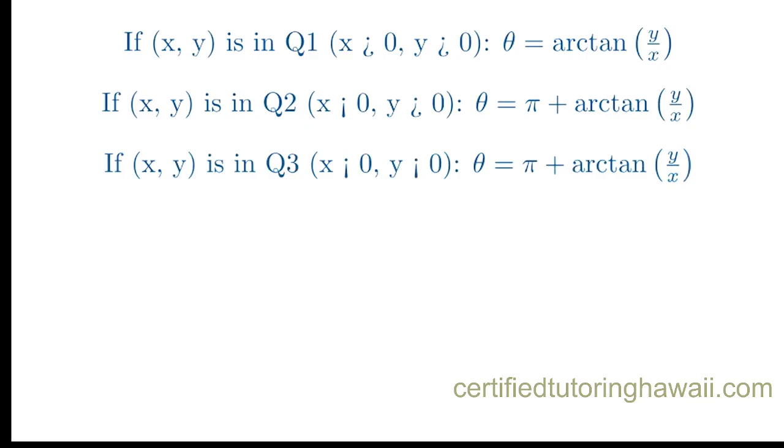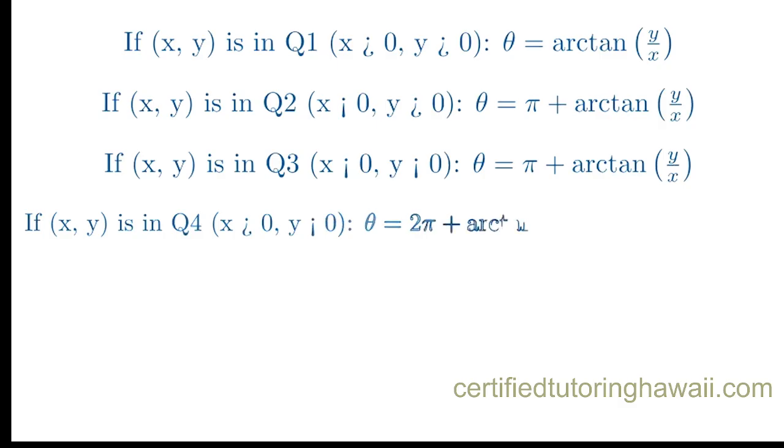Finally, if the point is in quadrant IV, x is positive and y is negative. In this case, theta is either 2 pi plus the arctan result to keep it positive, or simply the arctan result itself. Both are valid. A good practice is to always plot the point first, to visualize the quadrant, and then use the correct formula.